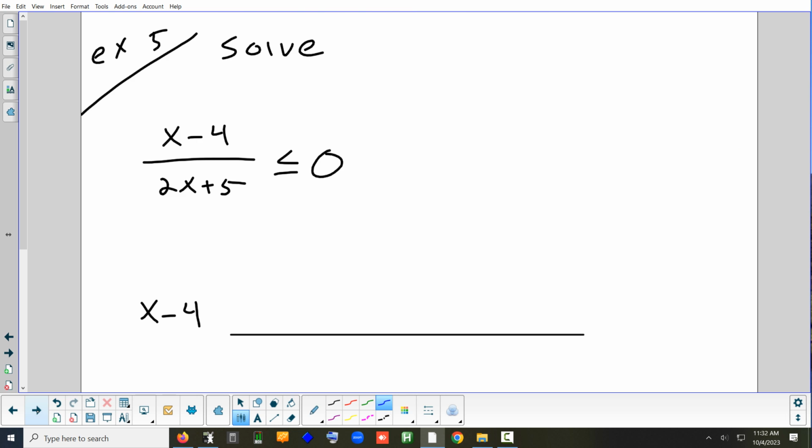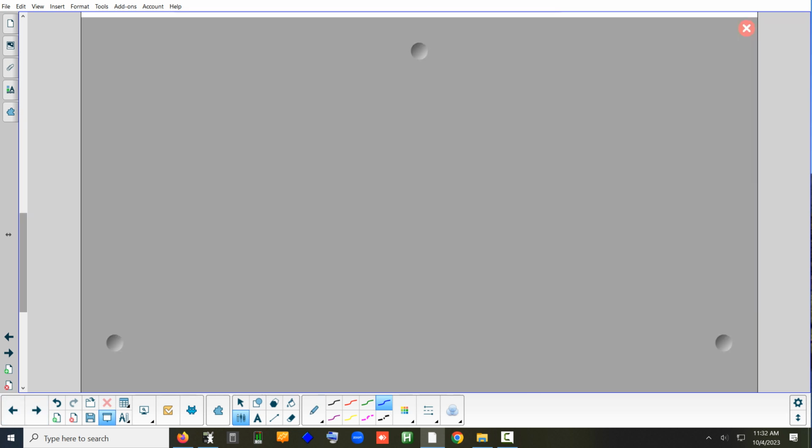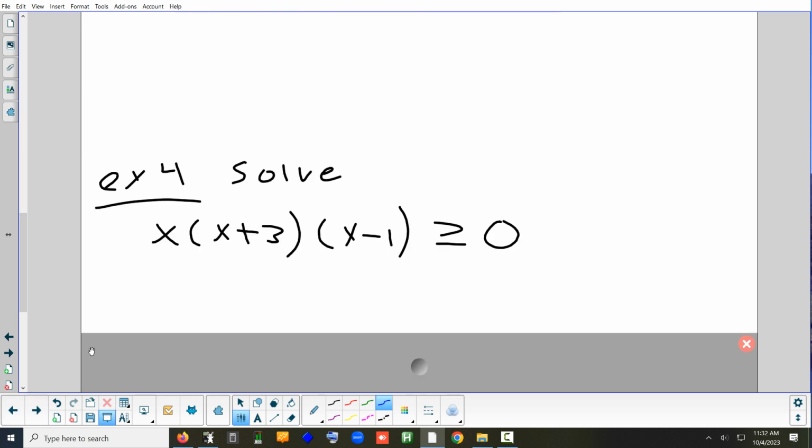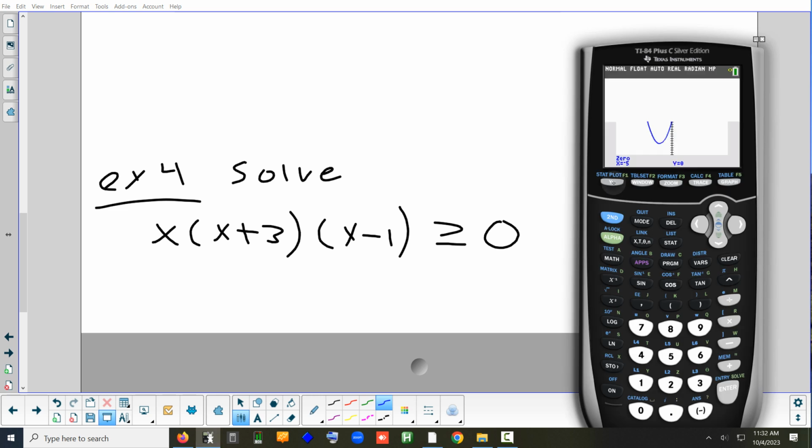Let's try one more. Let's try this one. You do need to type it in exactly the way it's written because we're not going to have to distribute this out, but the calculator is going to do it for us. So x plus 3, x minus 1, and we'll do zoom 6. Okay, perfect.